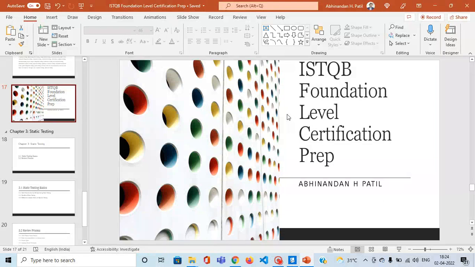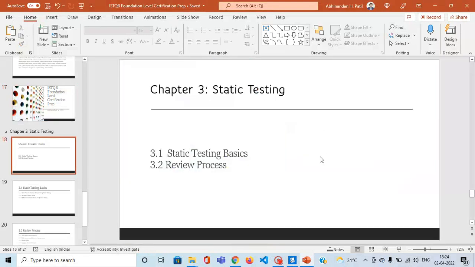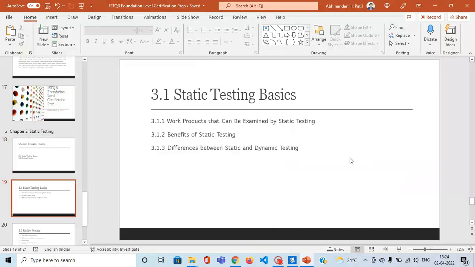Back to ISTQB Foundation Level Certification Preparation. So now let's look at chapter 3, which is basically addressing static testing. In the static testing chapter, we will concentrate on static testing basics and the review process which we follow. So first, let's look at static testing basics.